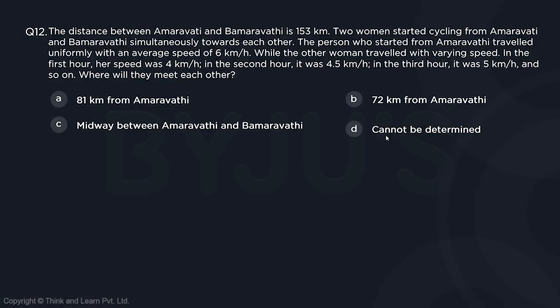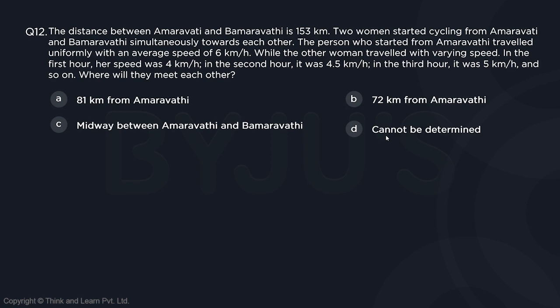Question number 12. The distance between Amravati and Bamravati is 153 kilometers. Two women started cycling from Amravati and Bamravati simultaneously towards each other. The person who started from A traveled uniformly with an average speed of 6 km per hour, while the other woman traveled with varying speed.